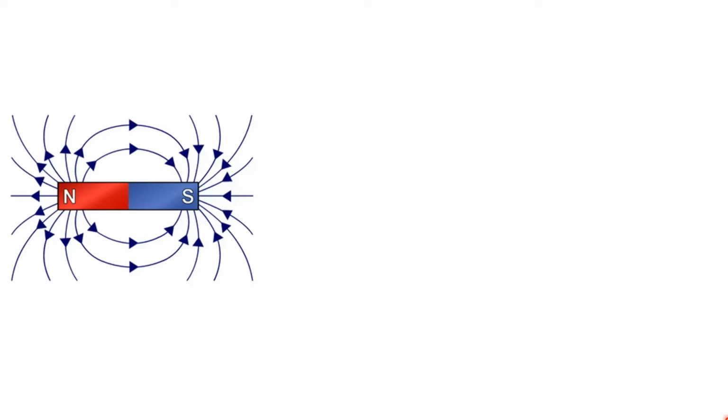So here I have a cartoon image of a bar magnet, and these lines are representing the magnetic field. We saw this representation when we sprinkled iron filings around the magnet, so it's not too hard to imagine these lines. I mentioned earlier that the field lines come out of the north end and go into the south end.